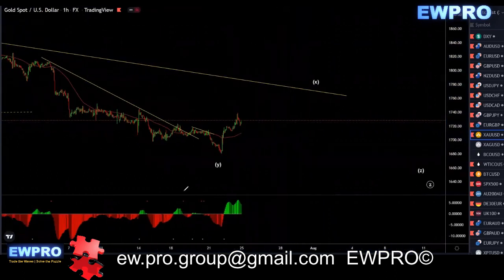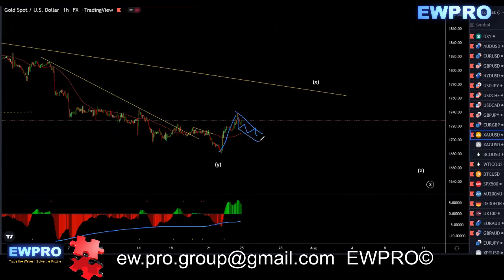On the H1, we got all that bullish divergence, which is nice, and we got a nice impulse up. You need to wait for a correction here now, H1 correction, and then you get an A, B, C, or it may be complex and give you an X2 and a wave Z for the X2, and then we'll be looking for downside.